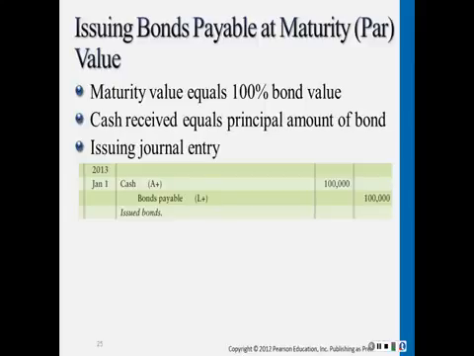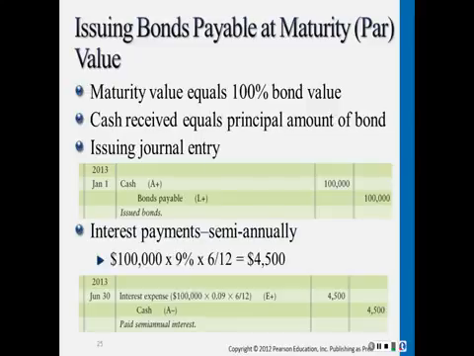In this example, maturity value is $100,000 and the interest rate is 9%. These bonds pay interest semi-annually, as do most bonds. Every 6 months, the company pays interest of $4,000 to the bondholders. This is computed by the interest formula: $100,000 times 9% times 6 divided by 12. Interest expense is debited and cash is credited.